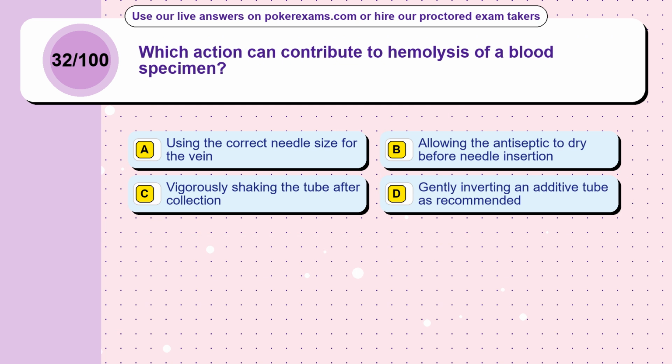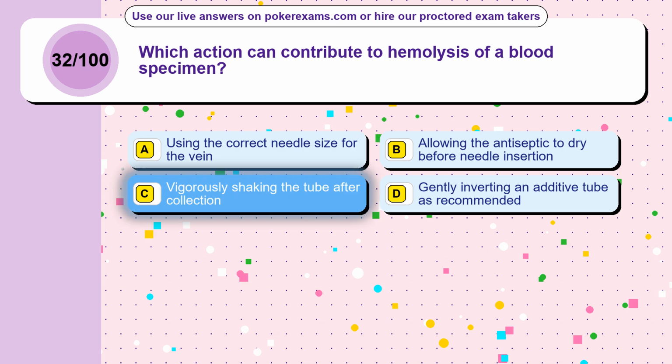Question 32. Which action can contribute to hemolysis of a blood specimen? Option A. Using the correct needle size for the vein. Option B. Allowing the antiseptic to dry before needle insertion. Option C. Vigorously shaking the tube after collection. Option D. Gently inverting an additive tube as recommended.